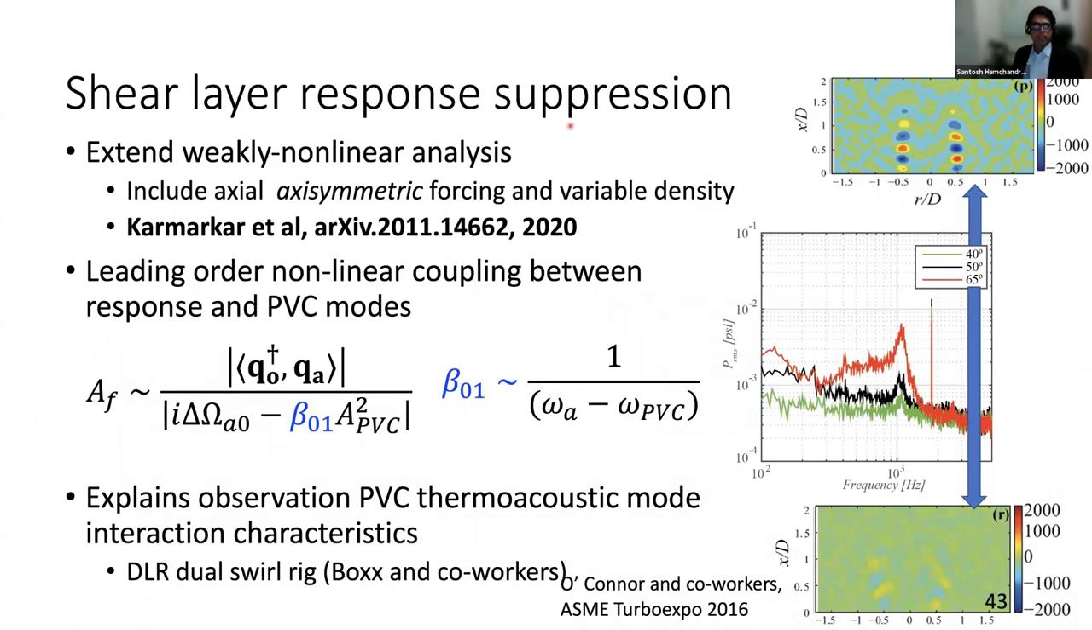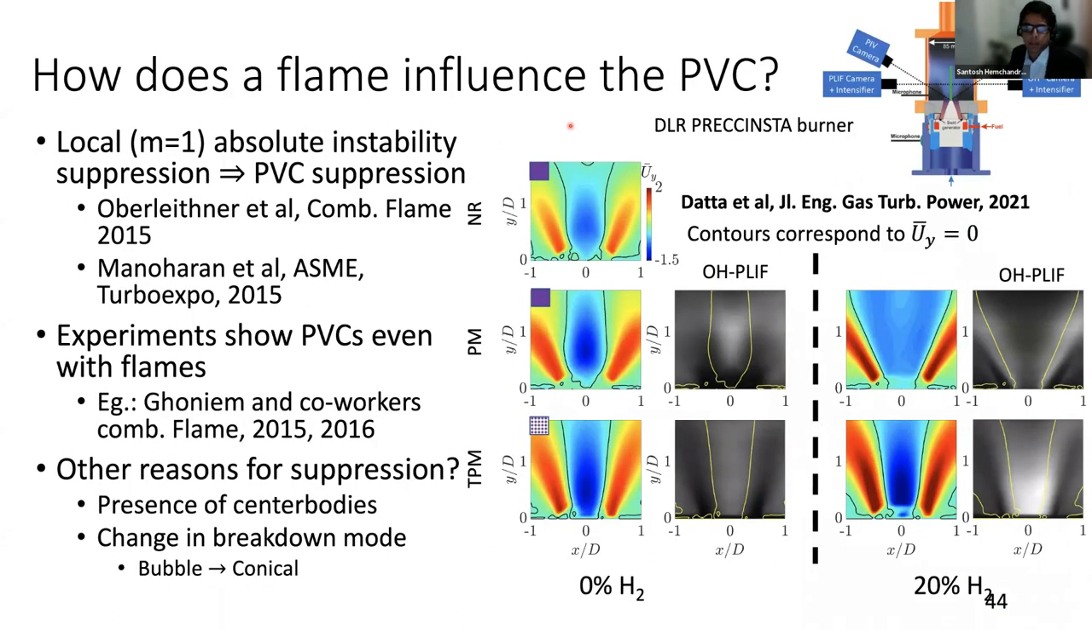So this is some new work that we've done where we looked at how PVC and nonlinear dynamics can couple, but I'd like to skip this in the interest of what is effectively my last slide, which is how does a flame influence the PVC? Now, this in my opinion is still an open question. We don't know very clearly yet.